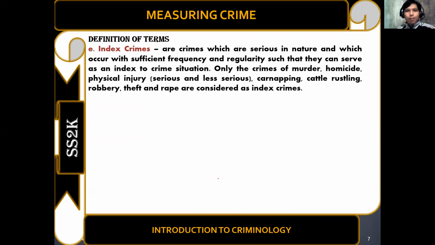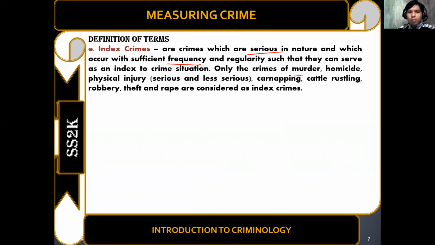Ano yung index crime na binabanggit po natin, mga kapatid? Okay? So, index crimes are crimes which are serious in nature and which occur with sufficient frequency and regularity such that they can serve as index to crime situation. So usually frequent na nangyayari, no? Only the crimes of murder, homicide, physical injury, serious and less serious, carnapping, cattle rustling, robbery, theft, and rape are considered as index crime. Okay? So it is serious in nature, and at the same time, it frequently exists.